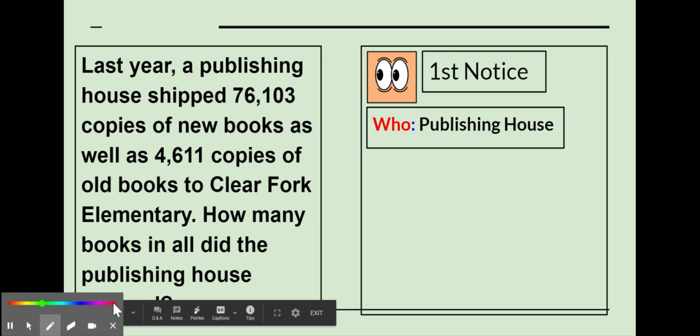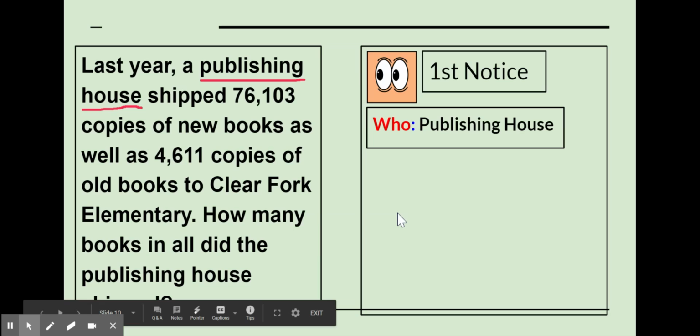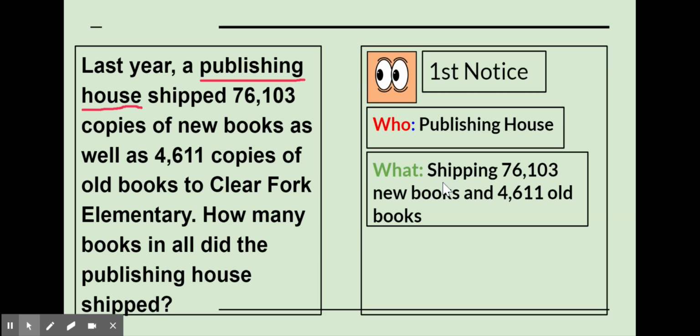And we can highlight that in our word problem. Then we need to notice what the publishing house is doing. And what they're doing is shipping 76,103 new books and 4,611 old books. I'm going to highlight that. So they shipped 76,103 copies of new books, as well as 4,611 copies of old books.